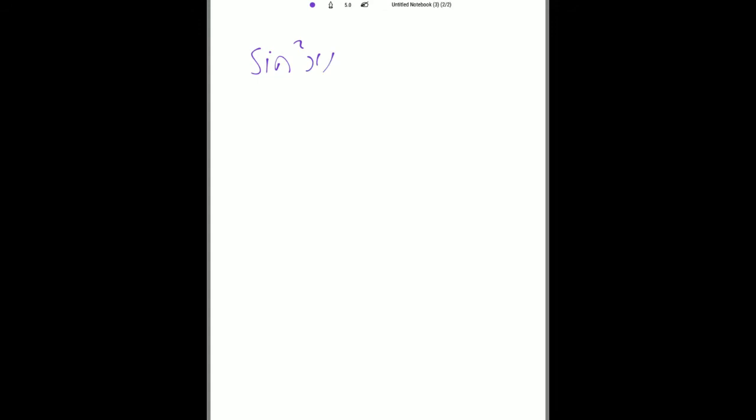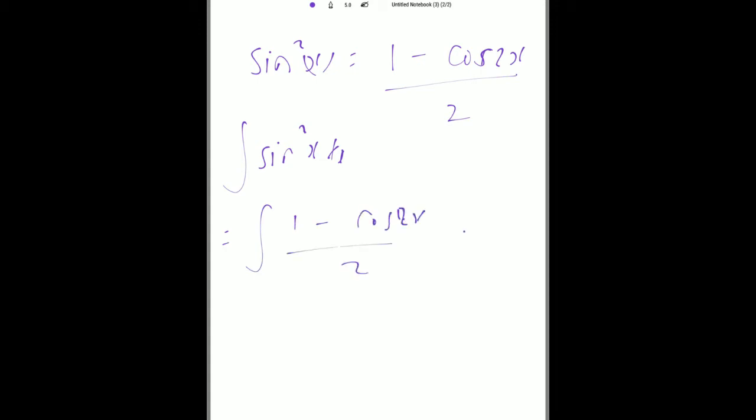Now we know that sine squared x would be equal to 1 minus cos 2x all over 2. So if we are finding the integral of sine squared x with respect to x, then that would in effect be saying that we are finding the integral of 1 minus cos 2x all over 2 with respect to x. And that would give us x over 2 minus sine 2x all over 4 plus c. That is the integral of sine squared x with respect to x.